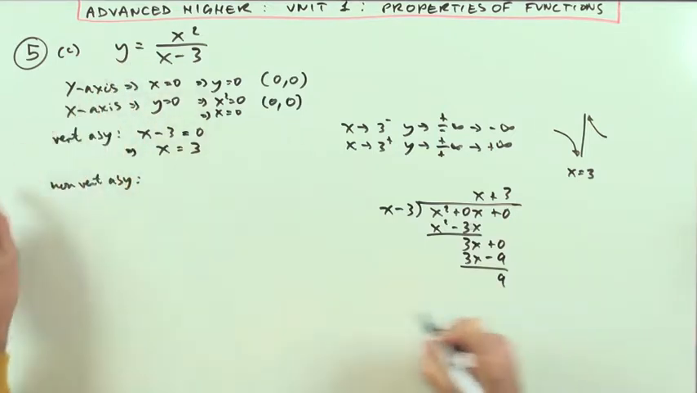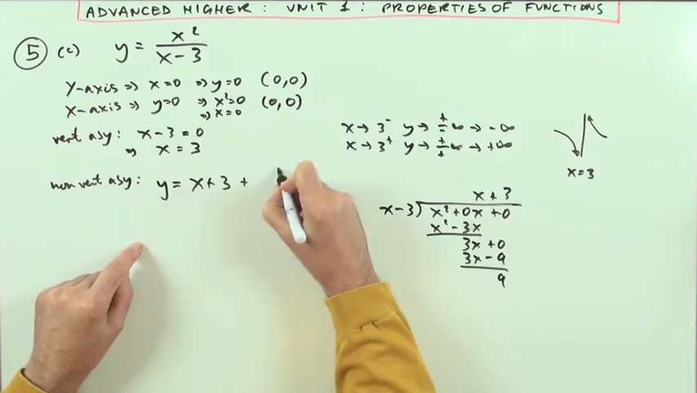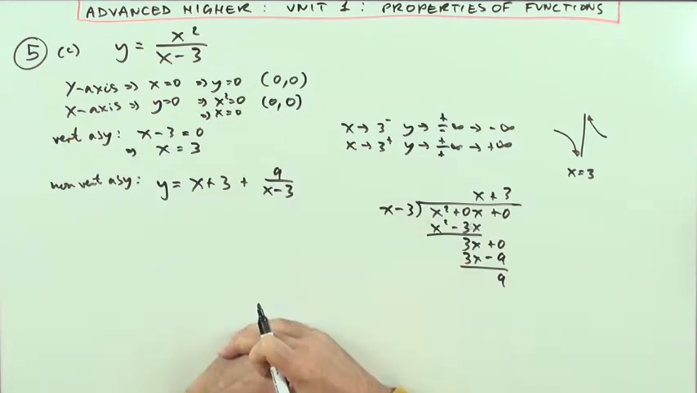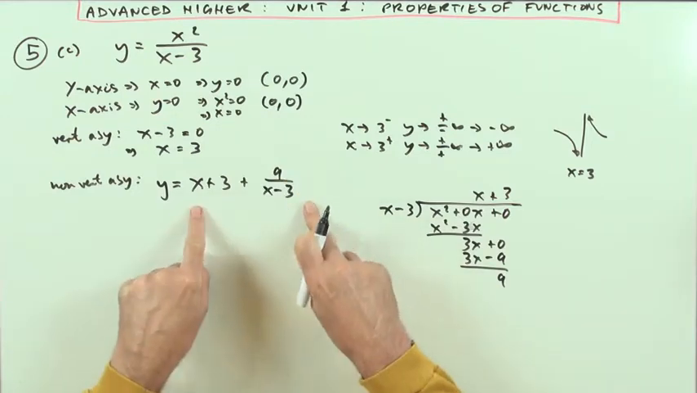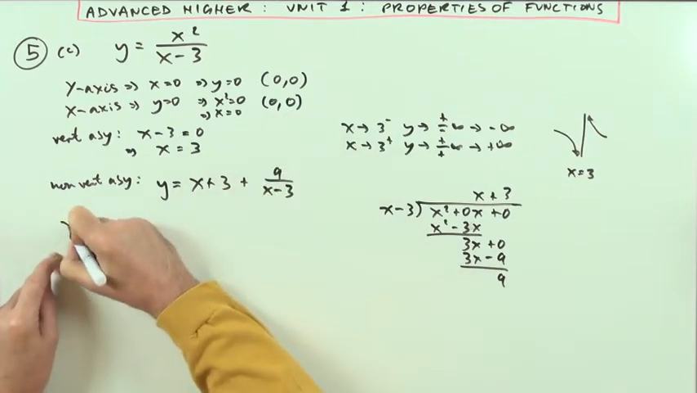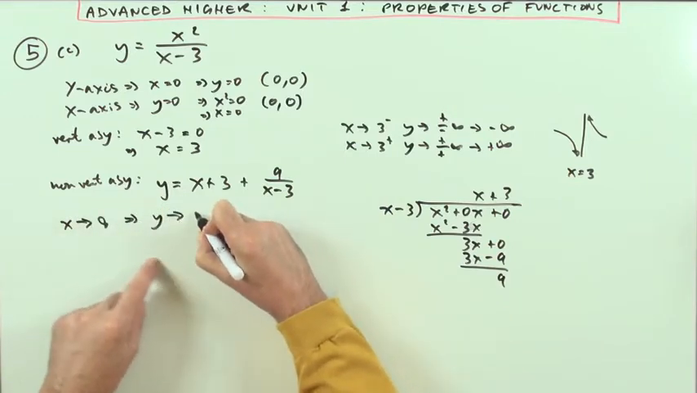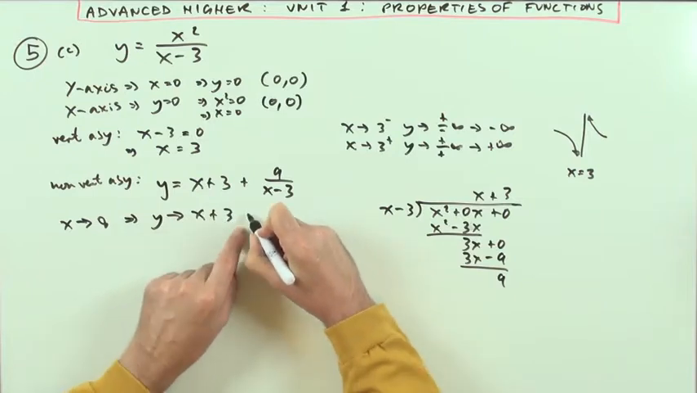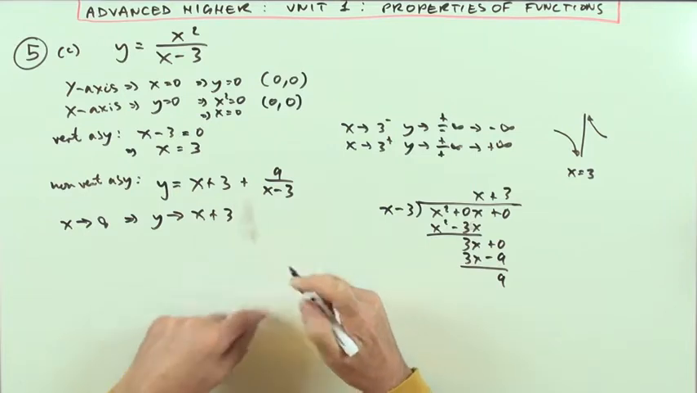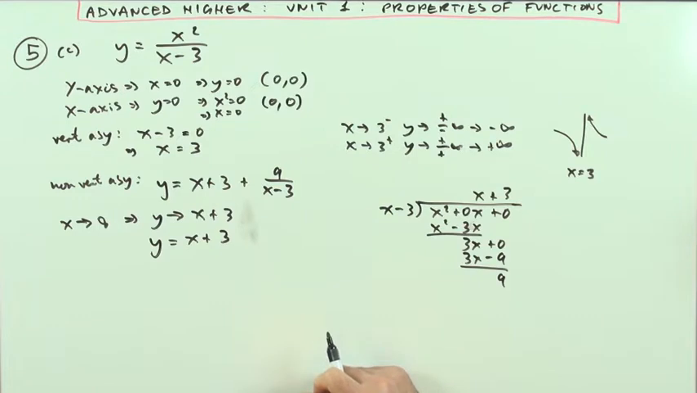That means that expression could equally well be written as x plus 3 plus a remainder of 9 divided by x minus 3, so the fraction plus 9 over x minus 3. And now if I let x go to infinity, this part will disappear, which means as x tends to infinity, y is going to tend to x plus 3 plus this little part, which would be 0, so it'll just tend to x plus 3. So I've got y equals x plus 3 as my non-vertical asymptote.